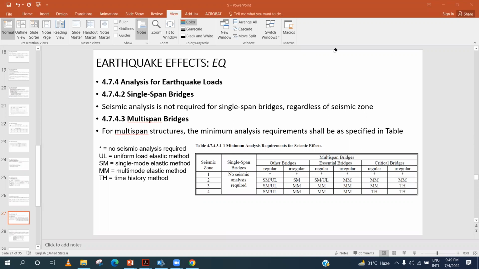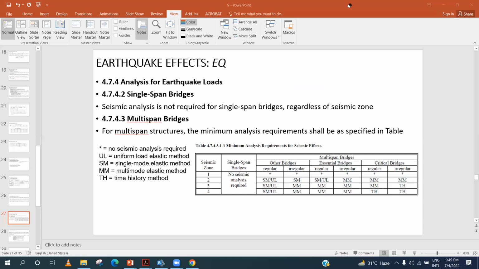For example, if the owner wants you to perform multimode response spectrum analysis, you can use that. Or if he says you should perform time history analysis, you will have to perform time history analysis. But time history is a very rigorous analysis, and it takes quite a lot of time. So mostly the bridges that we cover are less than 150 meters, and therefore this table holds for them.